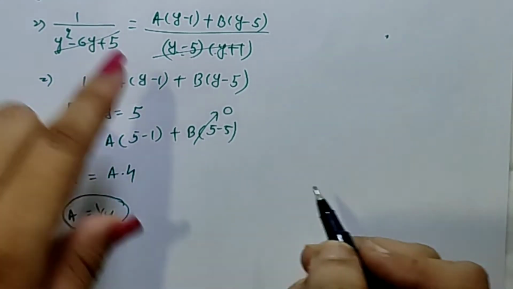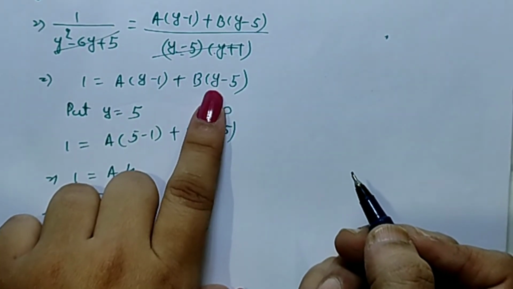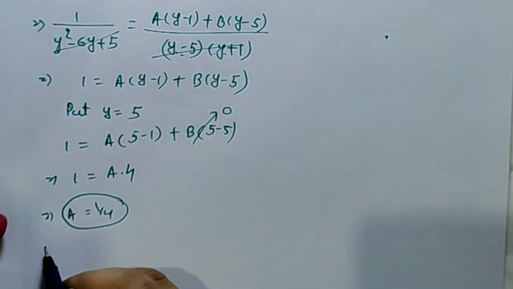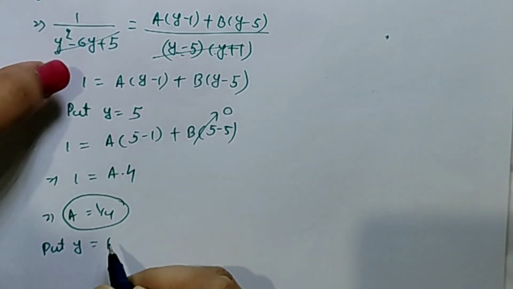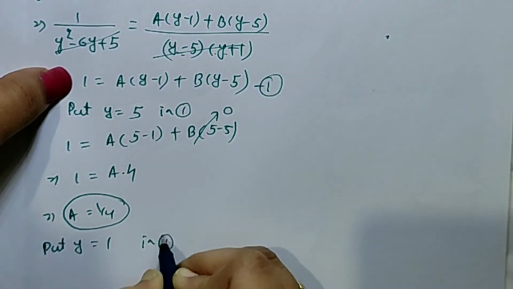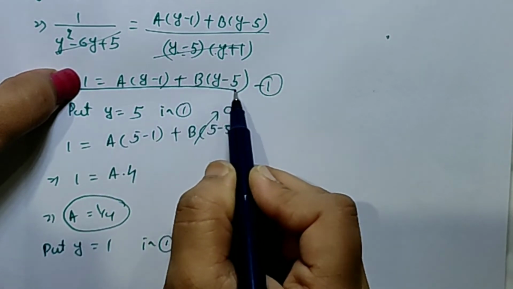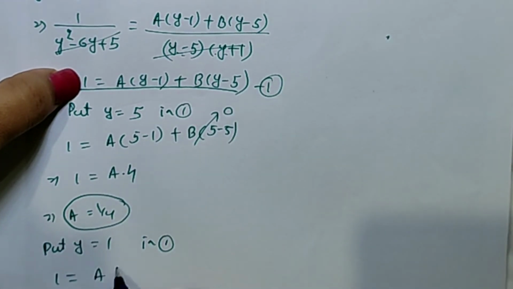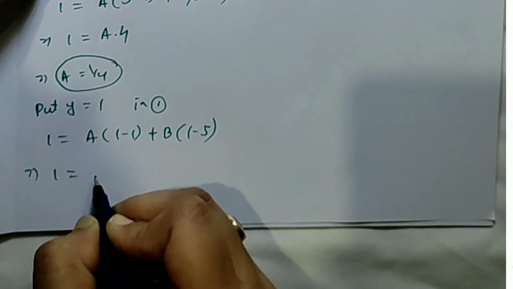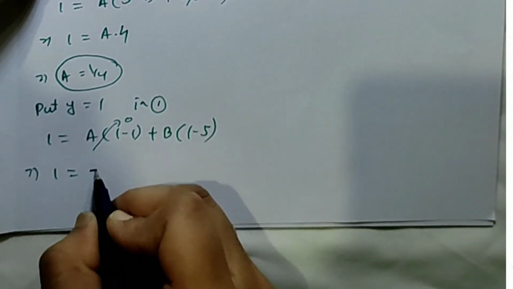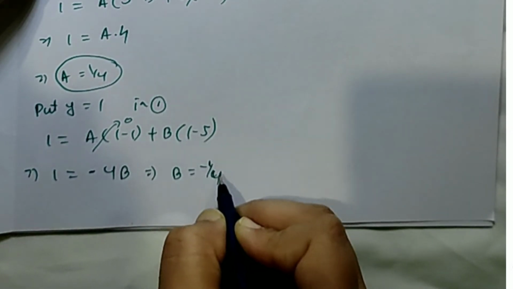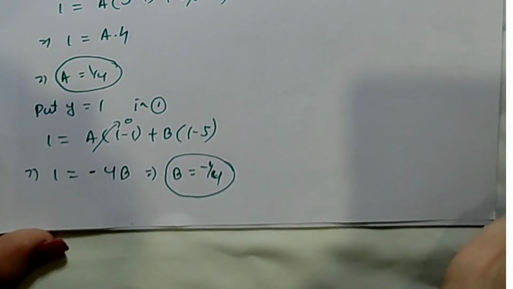Okay, now find the value of b. To find the value of b, we have to make the a term 0. How can we do that? Put y is equal to 1 in equation 1. Now if I put y is equal to 1 here, then 1 is equal to a into (1 minus 1) plus b into (1 minus 5), implies 1 is equal to, this will be cancelled out, this is minus 4b, implies b is equal to minus 1 by 4. Clear?